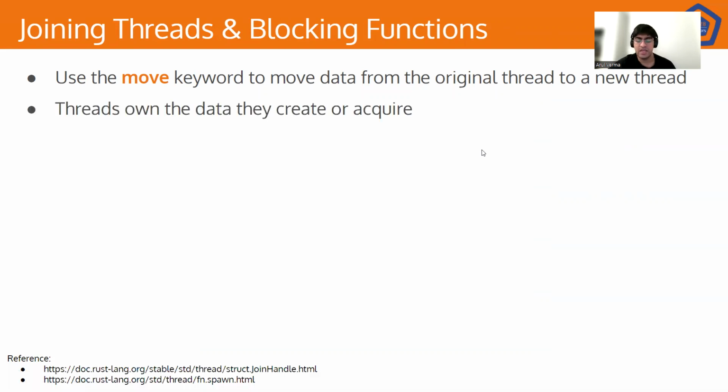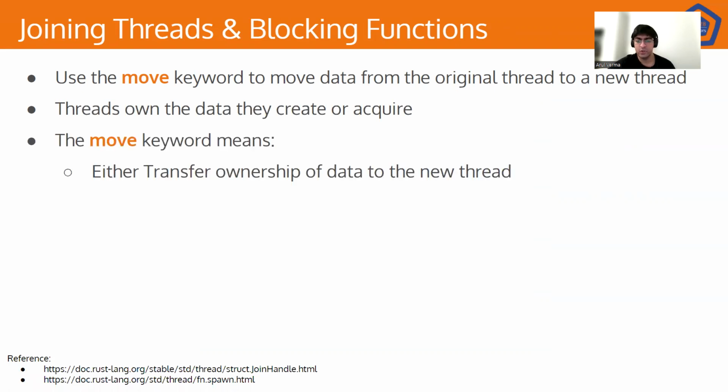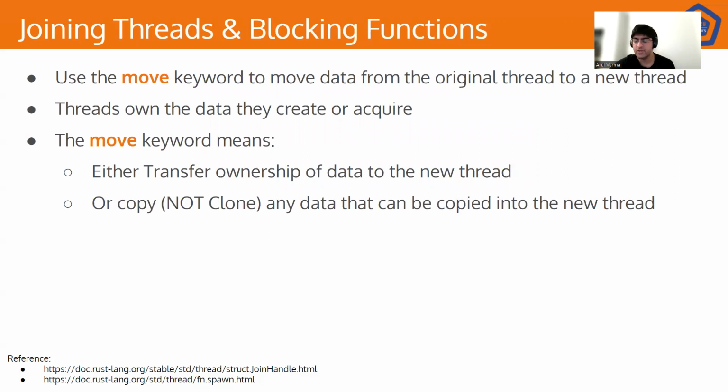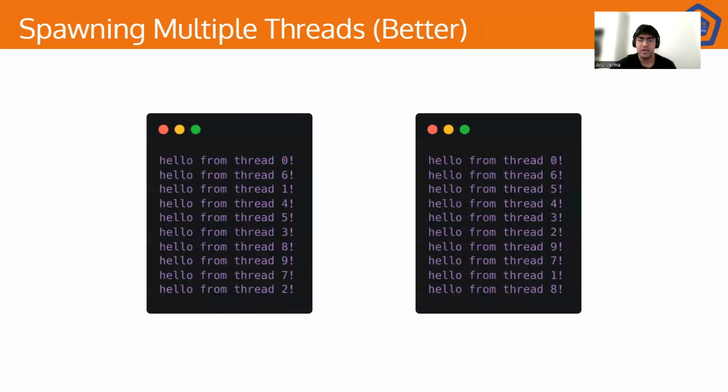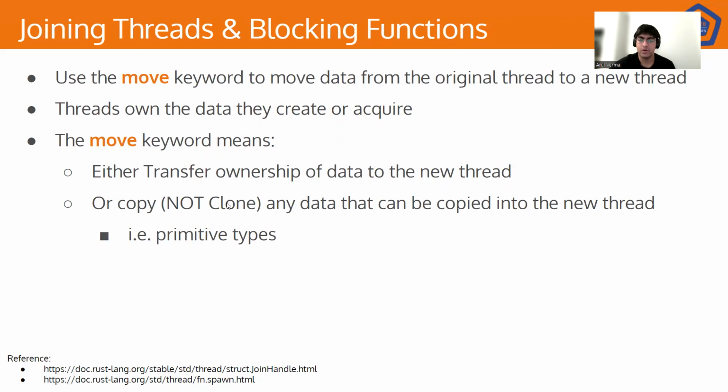Now for data that can be copied, the move keyword will either transfer the ownership of that data. So for example, if I have vectors or arrays, it'll transfer the ownership, or it will copy it. It will not clone it. It will copy that data into a new thread. So for integers, for example, they can be copied. So we can see that the move keyword copied that int I into our thread. And that's why when the thread terminated, that I wasn't deleted in our main either. So primitive types, obviously, can be copied, and if you implement a copy trait for whatever data type you're using, you can use it here as well.